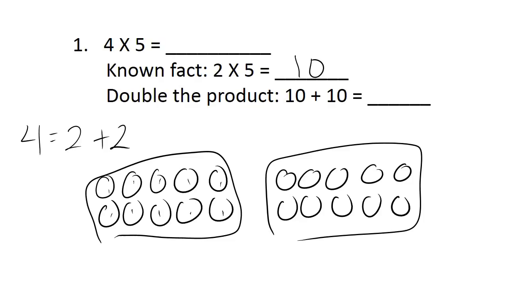Now, I did this twice, okay, and I broke apart my 4 times 5 into 2 plus 2 times 5. So now I broke it apart in the beginning, I have to put it back together at the end. So I'm going to double my product. I had 2 times 5, I did it twice, so now my product was 10, so I'm going to do 10 plus 10, which is 20. So if 10 plus 10 is 20, that must mean 4 times 5 is also 20.